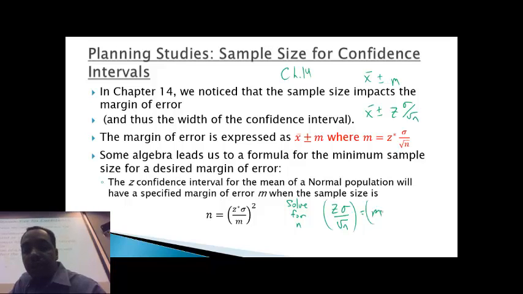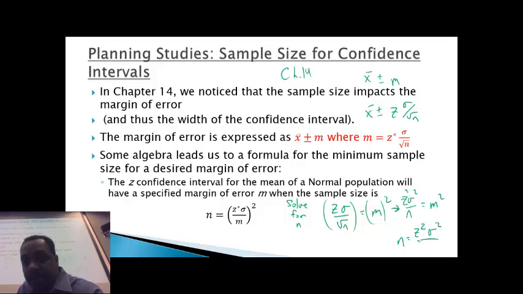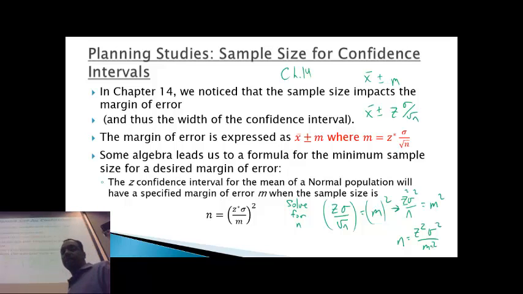Well, you want to square both sides. Then you get Z squared sigma squared over N equals M squared. So then you get N equals Z squared sigma squared over M squared. So this new formula for chapter 16 is just a previous formula rewritten, and you get this.